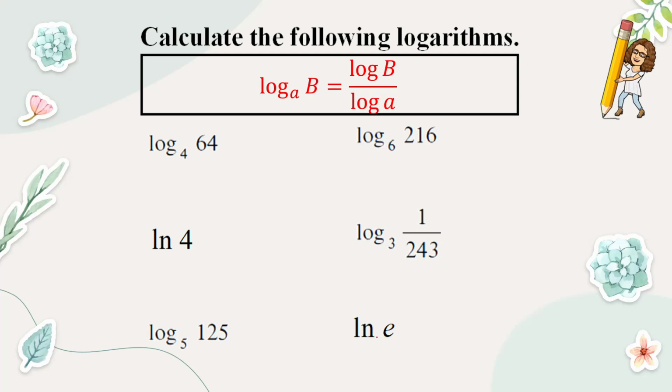If you press enter on there, you'll see log with a little box, and then you can type the 4 into the first box and a 64 into the second box. You should get 3. Now that makes sense, right? Because if I converted this to exponential, I would get 4 to the third equals 64. That makes a lot of sense, right?